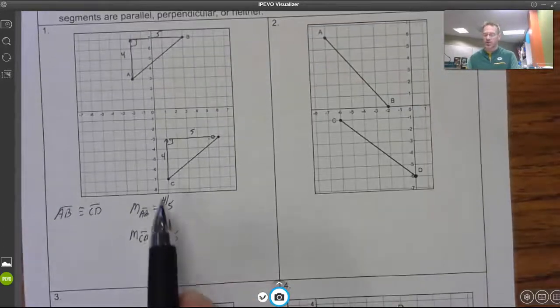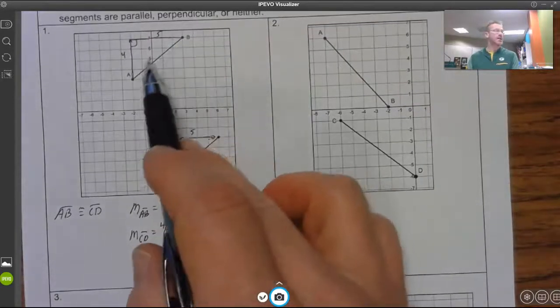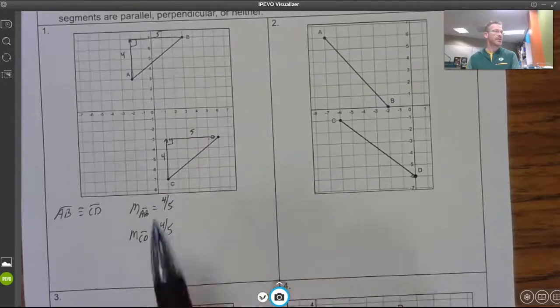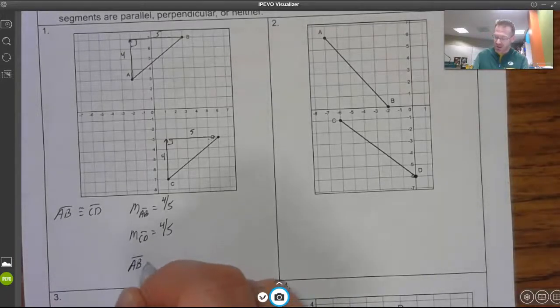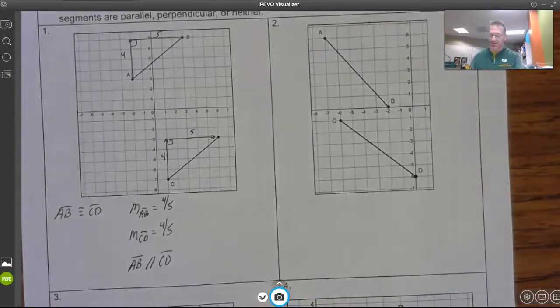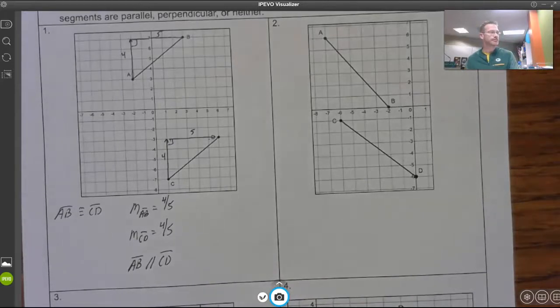So notice, definitely two different lines, right? They definitely have two different y-intercepts. If we were to extend them, we could see that. They have the same slope. So what we know is AB is parallel to CD, just like that. So drawing in those right triangles to find the length of the segment will also help you with the slopes. And it's just like that.